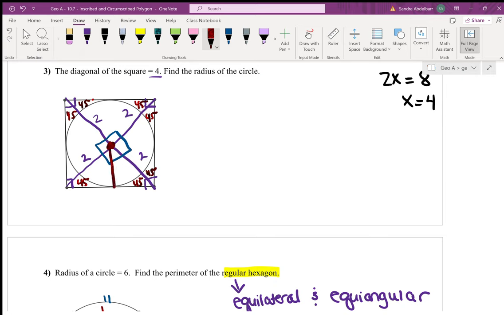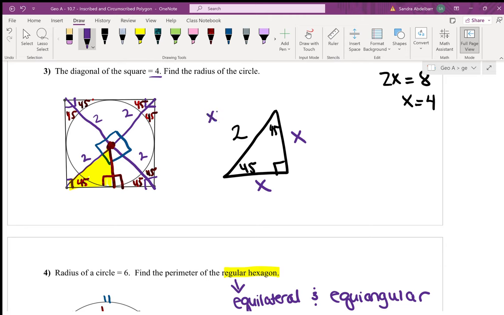Now, what happens when a radius touches a tangent? When a radius touches a tangent, you make right angles. So here are our right angles. So opposite the 90, okay. So now we have a 45, 45, 90, x, x root 2.